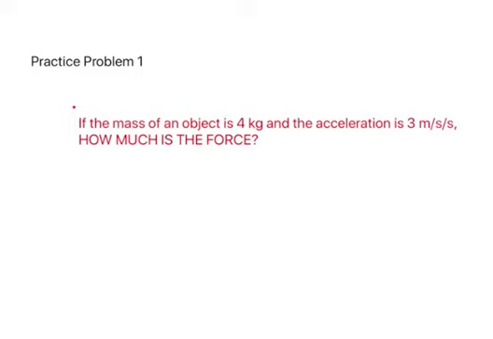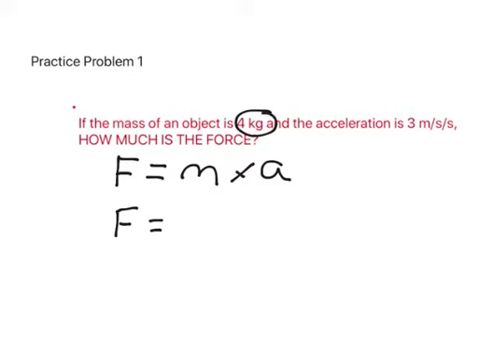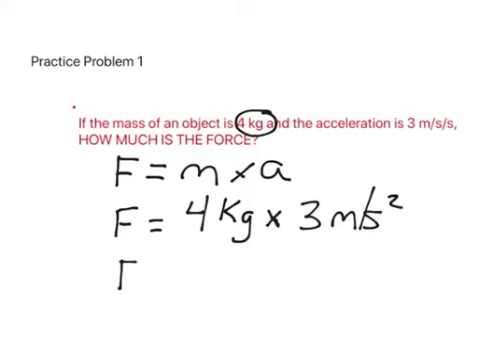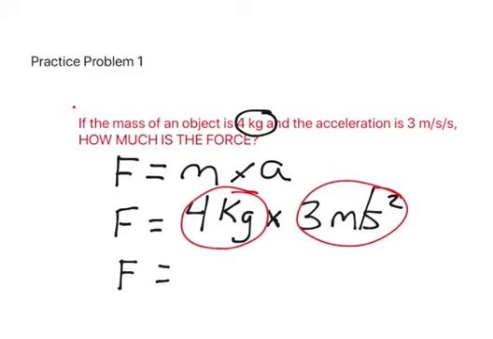Well, if we write our math problem and we start with the formula, force equals mass times acceleration, we're looking for the force. The mass is 4 kilograms, and we multiply that by the acceleration, which is 3 meters per second squared. To find our force, we would multiply 4 times 3. So our answer is 12 newtons, because force is always measured in newtons.